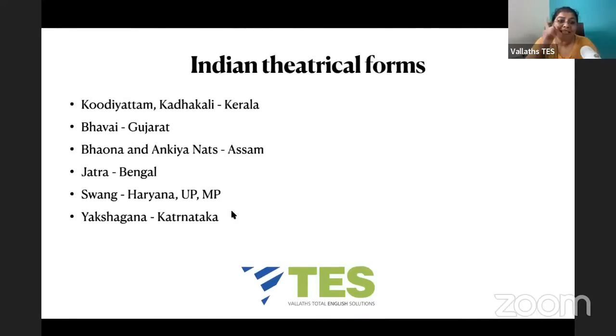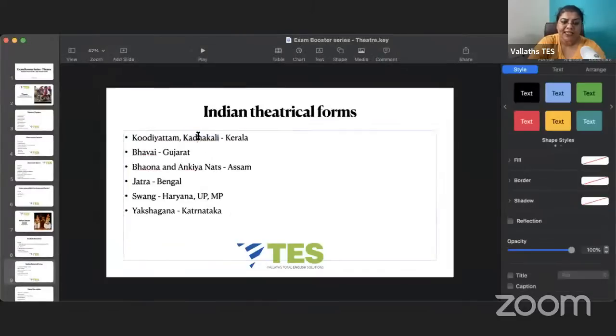Okay, then Indian theatrical forms. Koodiyattam and Kathakali are from Kerala. Bhavai, these are all folk and indigenous theatrical forms.